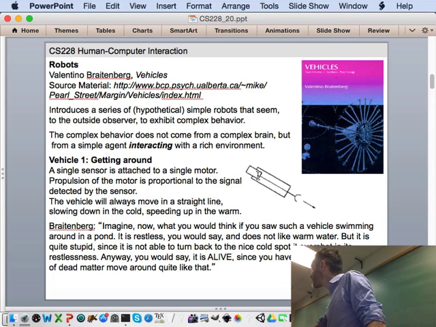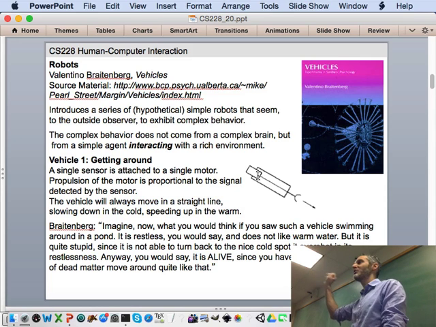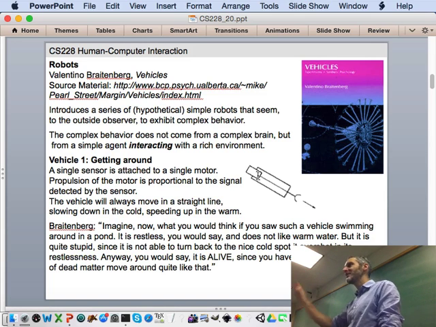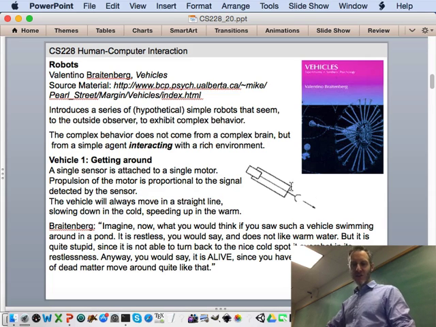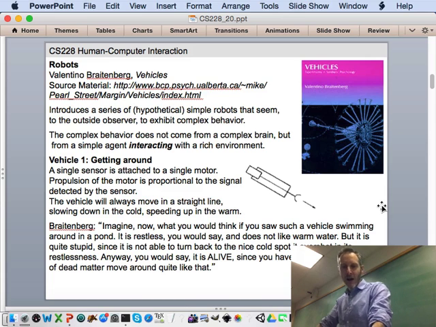Since this is a temperature sensor attached to a wheel, the sensor will fire more strongly when there's more heat, and the sensor will fire more weakly when there is less heat or it's colder. That's it. And even with such a simple robot, if you were to put it in a pond, you might observe this vehicle swimming around in a pond. You might say that it's restless and does not like warm water, but it's quite stupid since it is not able to turn back to the nice cold spot it overshot in its restlessness.